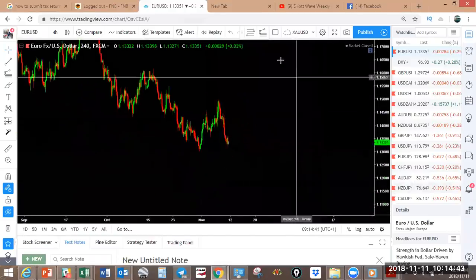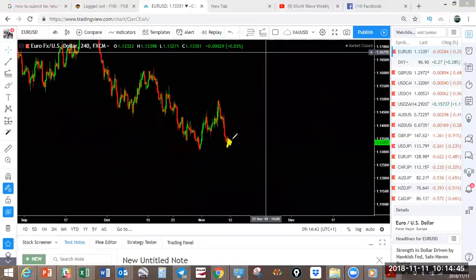The next available move, you're going to find it here in the lower degree. You look out for corrective structure. Be careful, this may not go all the way. It may just break here and then reverse. But either way, you take this and you will move this to break even at this level. Right, so that is Euro US dollar.